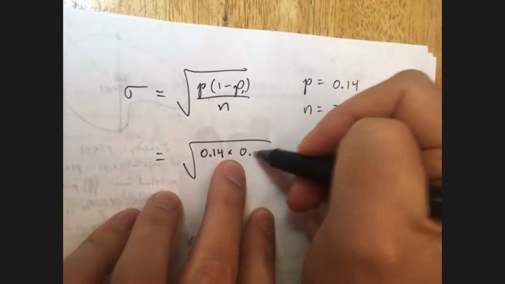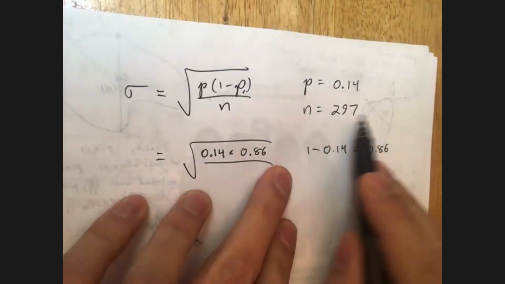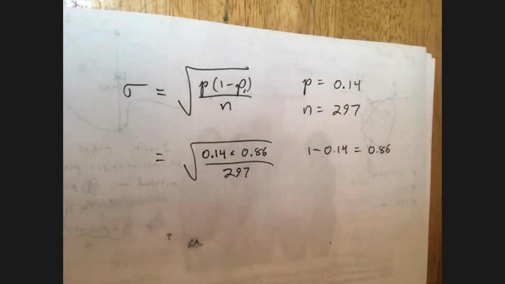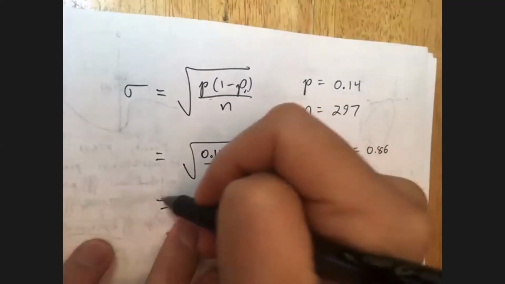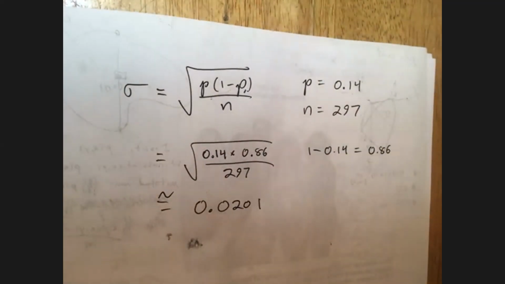Then I divided by n, which was 297, and that's what we computed on the calculator. Right? And we got 0.0201 approximately. I rounded. So that's how we get the standard deviation.